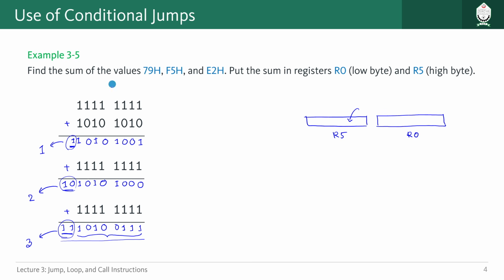And after completing all of these additions, the result will obviously be saved to A, and that will be moved to R0, because to save the lower 8 bits we have to use R0. So theoretically, we have tried to explain that. To properly understand, let us look at the code.